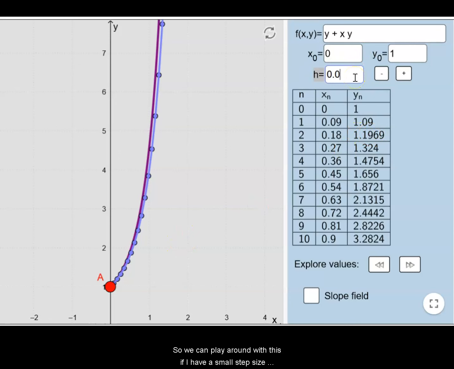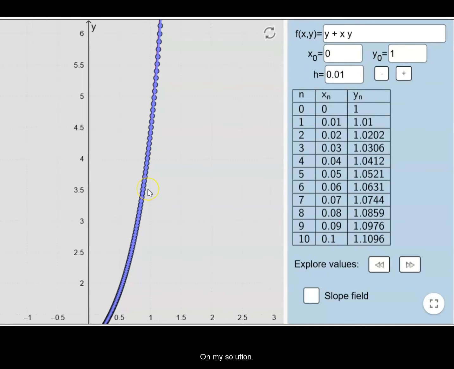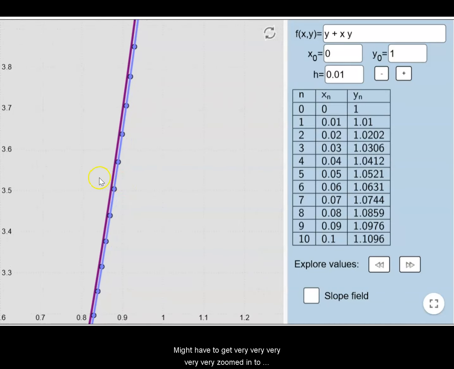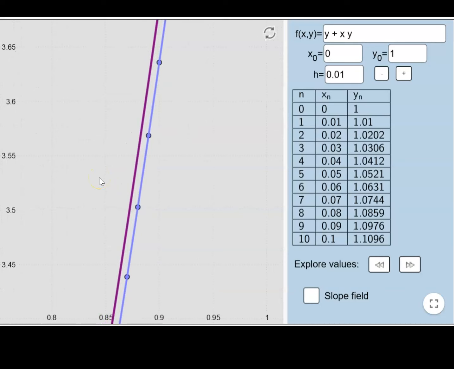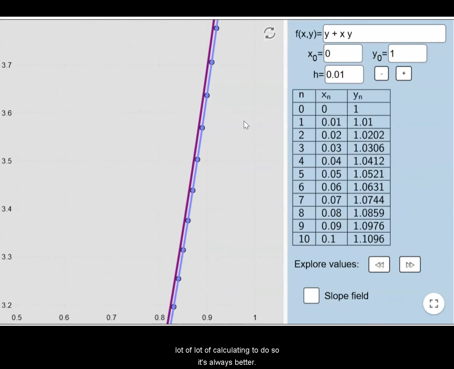So we can play around with this. If I have a small step size, I'm pretty much on my solution. I have to get very, very zoomed in to see that I have some error going on. But with a very small step size like this, it took us 4 or 5 steps to get to our approximate value for x is 0.5. Here I would have to do about 50 steps to get there, because 10 steps will get me to 0.1. So to get to a 0.5 approximation, I have to do 50 steps. That's a lot of calculating to do.